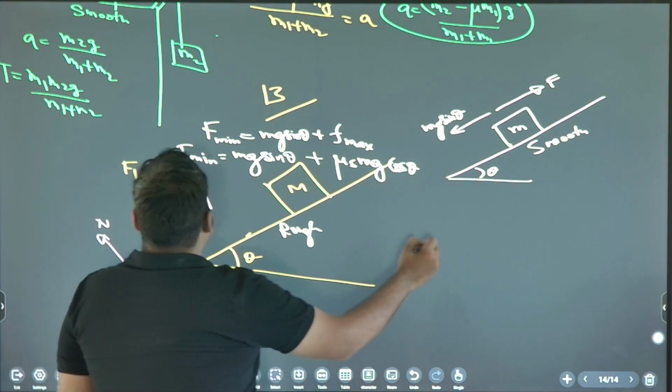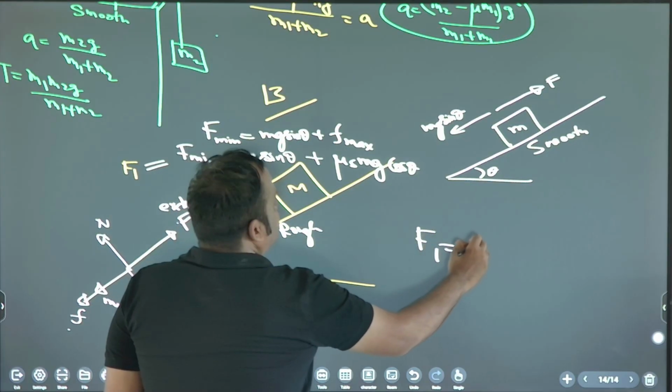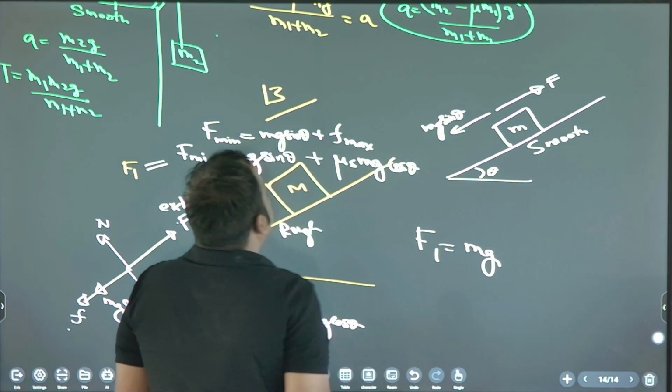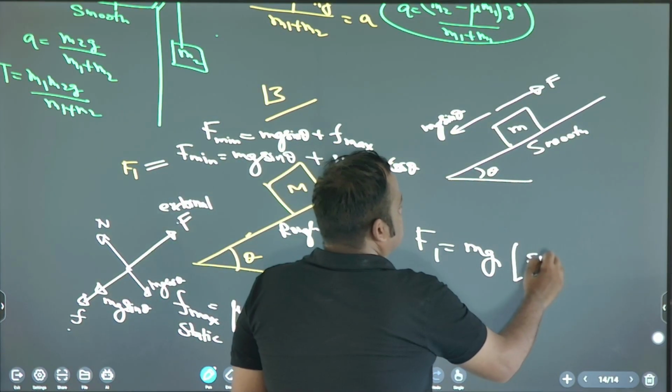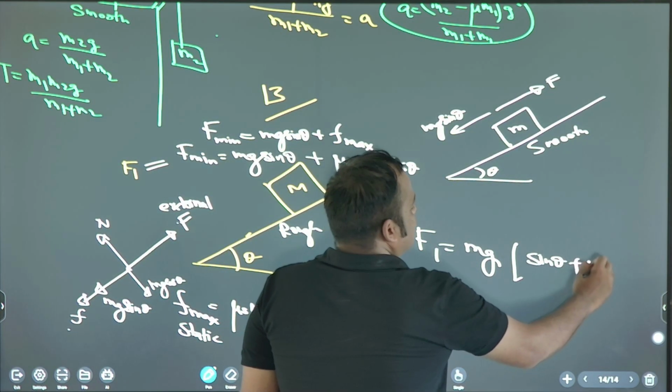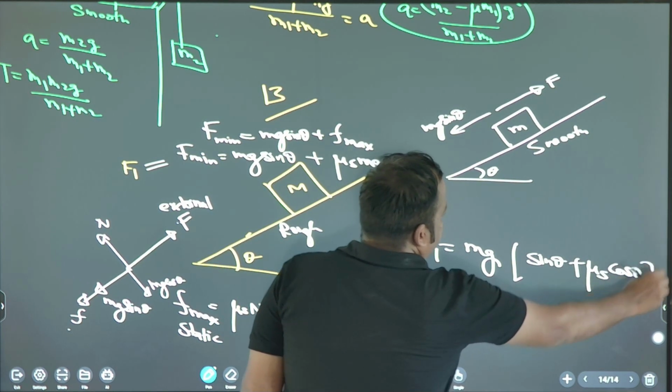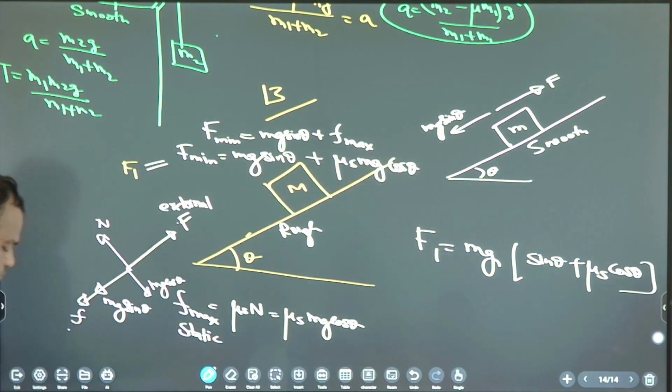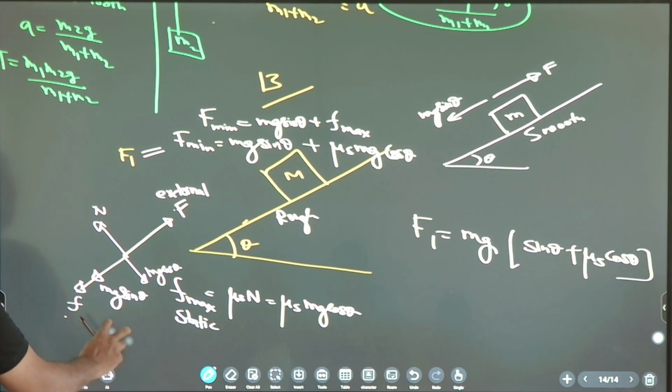I will teach this again tomorrow. So F1 is equal to mg common, sin theta plus mu s cos theta. Okay, clear? This is F1.